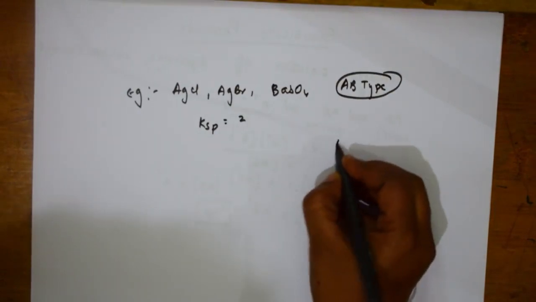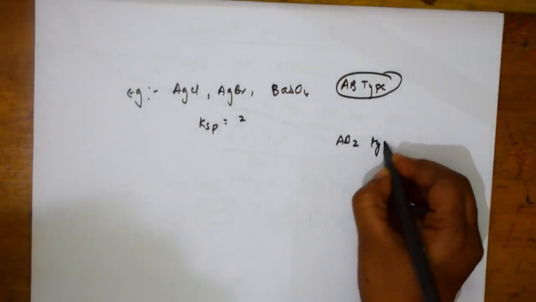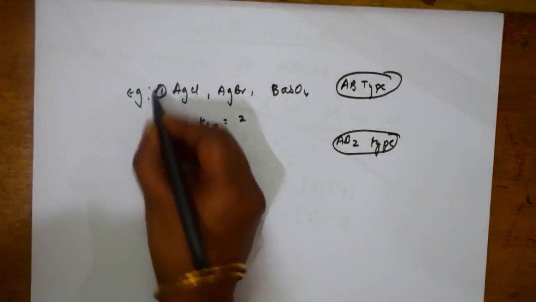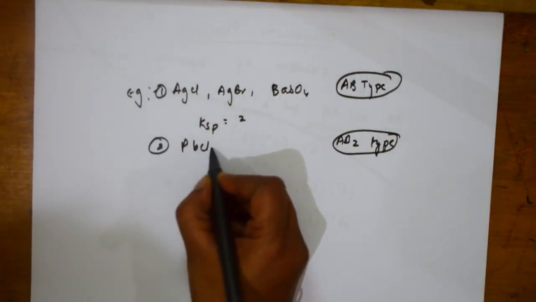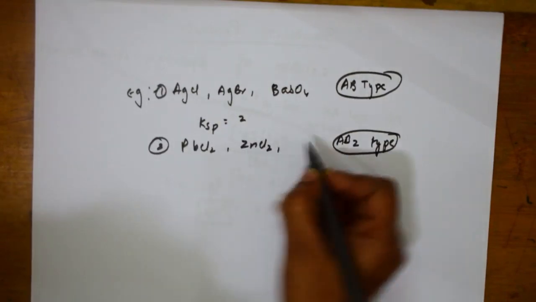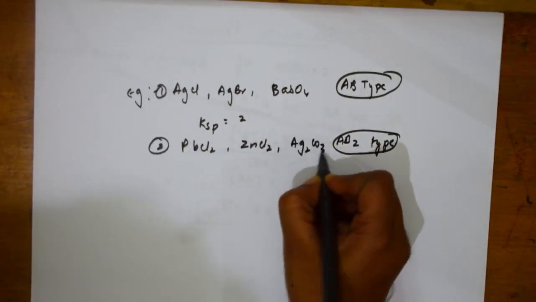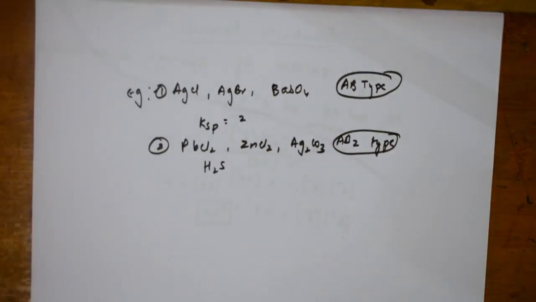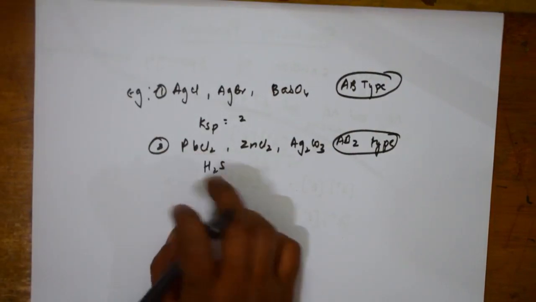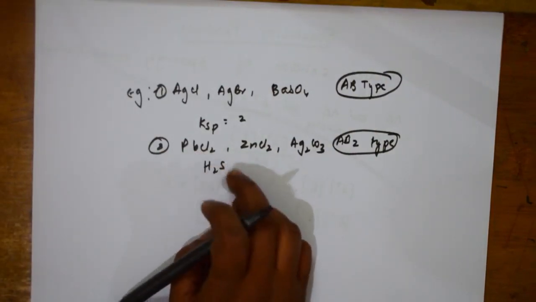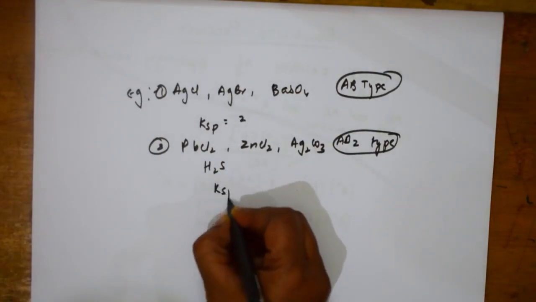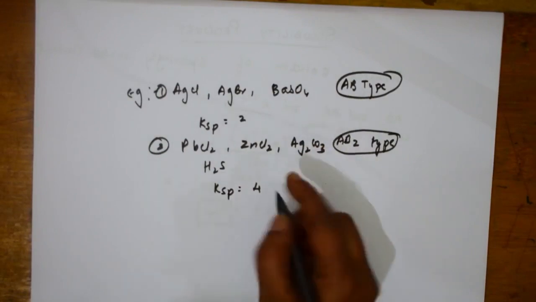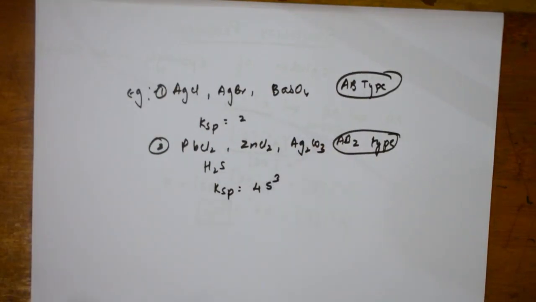Now suppose I take AB2 type. Let us take lead chloride. This is example 1, this is example 2. If I take PbCl2, ZnCl2, Ag2CO3, H2S, the ratio may be 1 is to 2 or 2 is to 1, both ratios, not a problem. Then Ksp for this becomes each ion concentration raised to the power of its charge, and this becomes 4s cube.